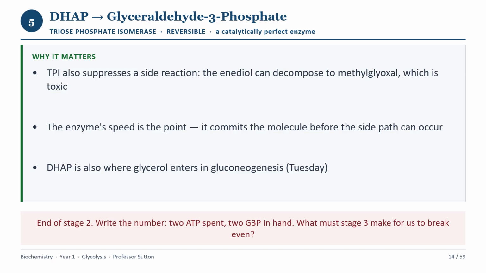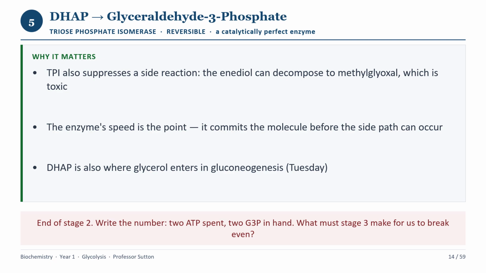It works as fast as diffusion allows. One clinical footnote: the reaction intermediate can break down to methylglyoxal, which is toxic, and the enzyme speed is partly about committing the molecule before that side reaction can occur.